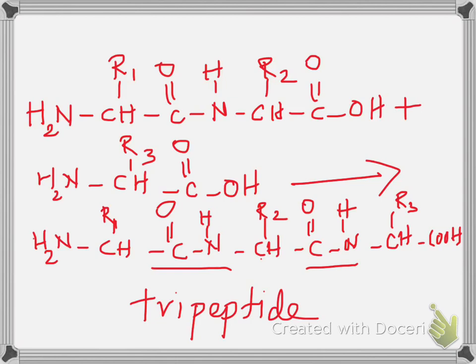If this reaction repeats itself, we get tetra, penta, and finally polypeptides or proteins. So if it continues, we get tetra, penta, and finally polypeptides. This is all about peptide bond formation.